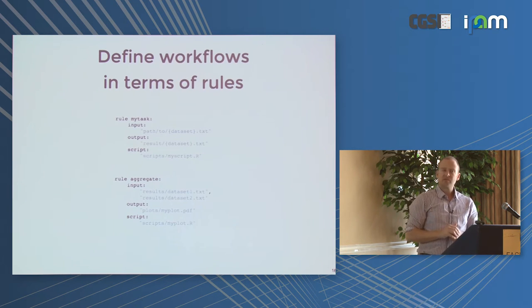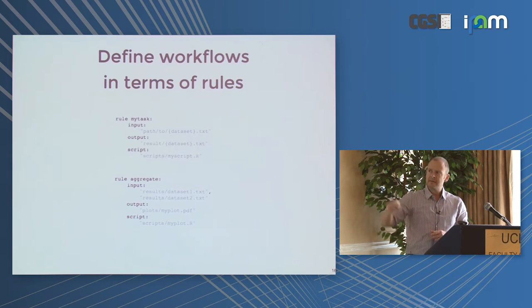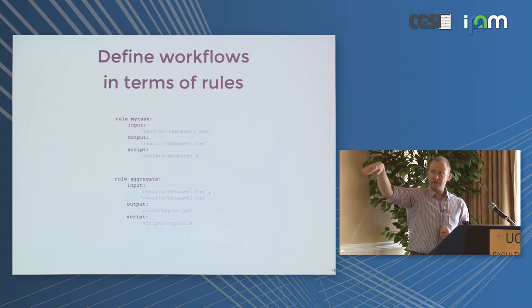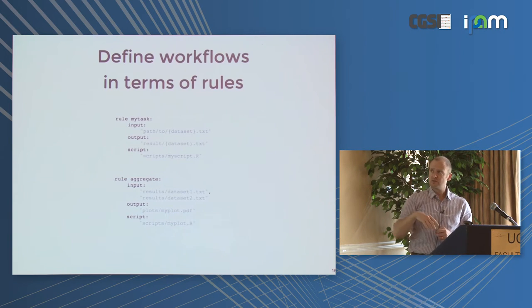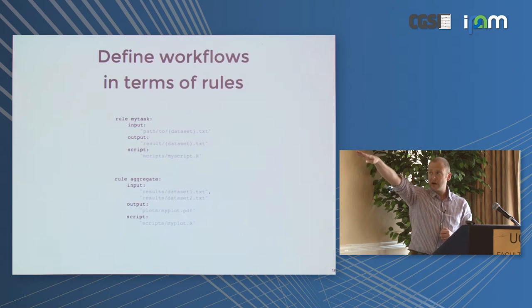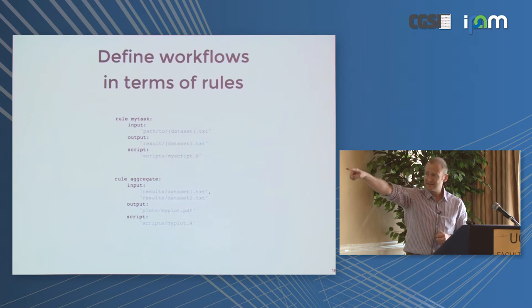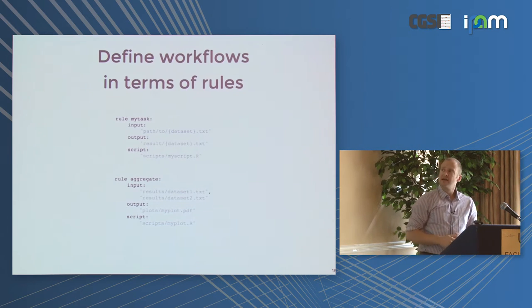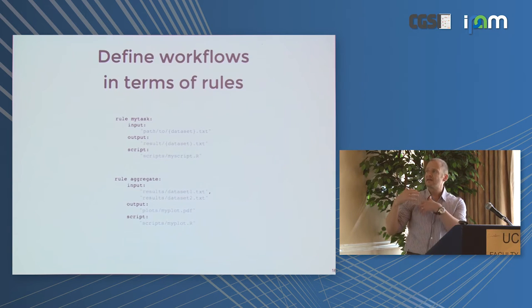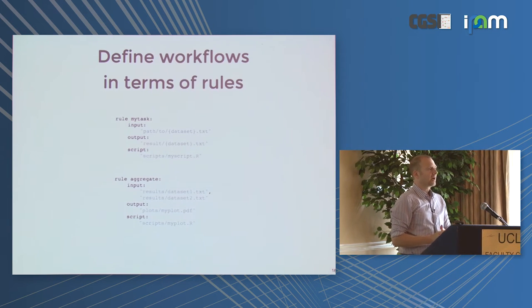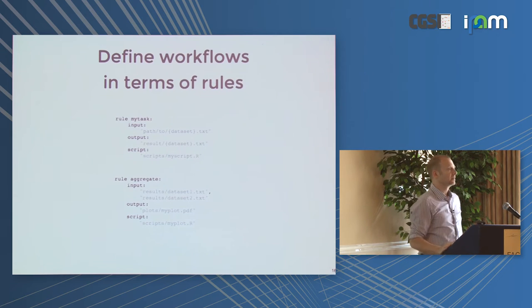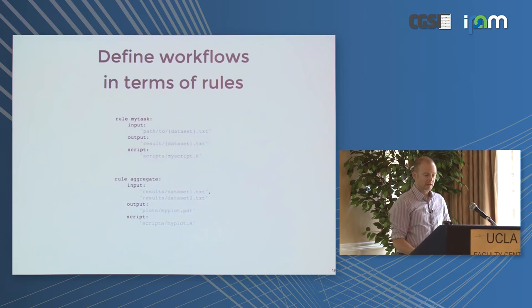If you would like to generate in rule aggregate the plot/myplot.pdf, then Snakemake looks up whether the input already exists, and if it doesn't, then it recursively looks for the rule to generate the input as output, and then you see rule my task has the input needed in aggregate as output, and then it first executes my task and then executes aggregate. All you have to do is type Snakemake, please give me the plot/myplot.pdf. The exact syntax I will show you in a minute.